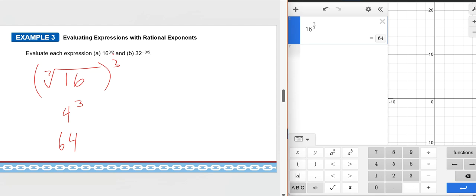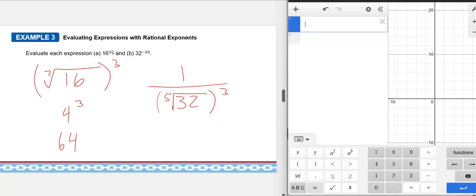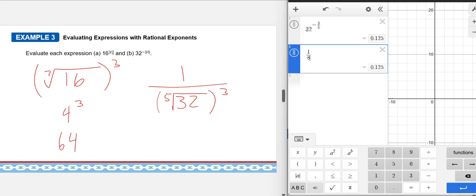For 32, part B, 32 to the negative 3/5 power. Well, it's a negative exponent, so it's on the wrong side of the fraction bar, right? So the fifth root of 32 then to the third power. The fifth root of 32 is 2, and then 2 to the third is 8. Again, I would just enter this in the calculator. 32 to the negative 3/5 power, and then that is 0.125. That is the same as the 1/8, right?